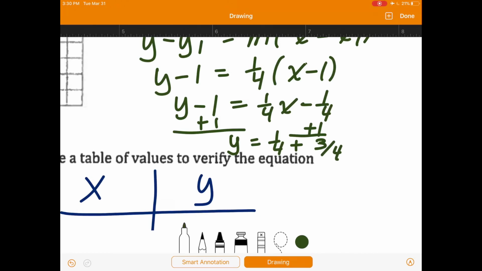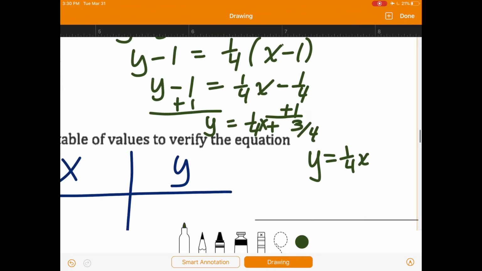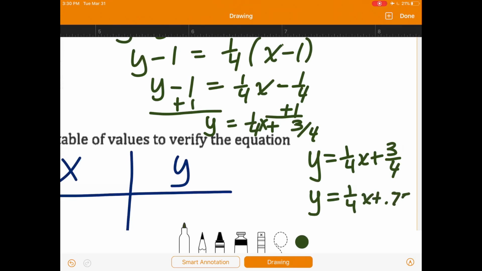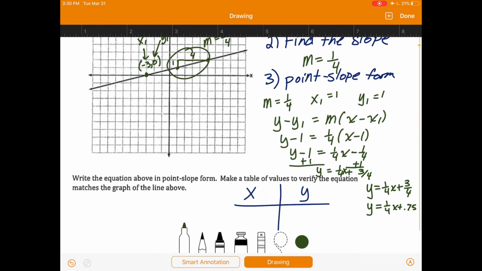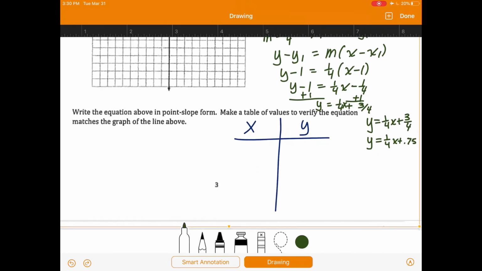So your final answer is going to be y equals 1/4 x plus 3/4, or you could say y equals 1/4 x plus 0.75 if you wanted to reduce into decimals. But it's always a good idea to keep the slope as a fraction because that represents the 1/4 for rise over run over here. So we're going to just double check that this is going to work.